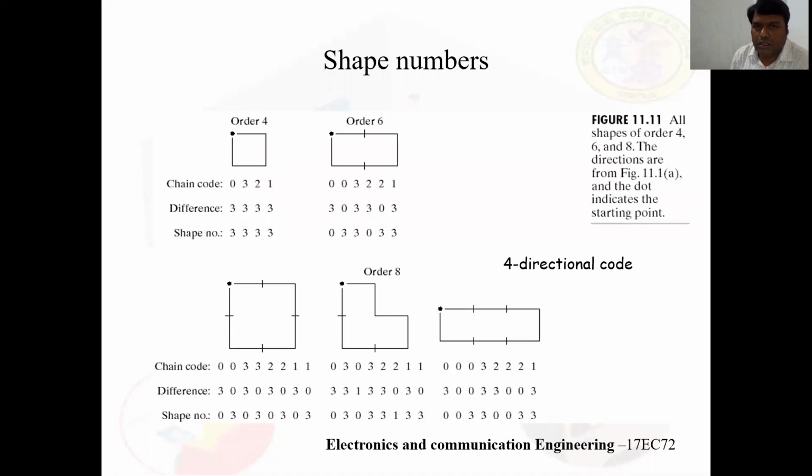Shape numbers. Here in the diagram you can see shapes of order 4, 6 and 8, and the dot indicates the starting point. The shape number of a boundary is defined as the first difference of smallest magnitude. The order n of a shape number is defined as the number of digits in its representation.